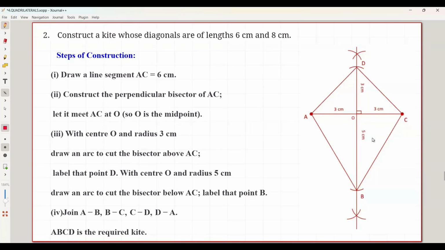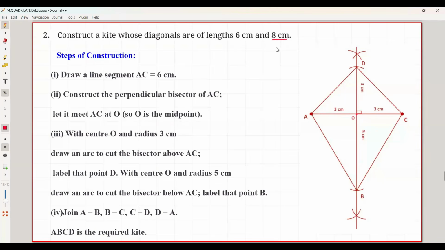The longer one perpendicularly bisects the shorter one, so it will form 90 degrees. So the angle is 90 degrees. The shorter one we can take as 6 centimeter, so draw a line AC of 6 centimeter. Then mark the center. From the center, draw the 90 degree line. On that we have to draw the 8 centimeter diagonal.